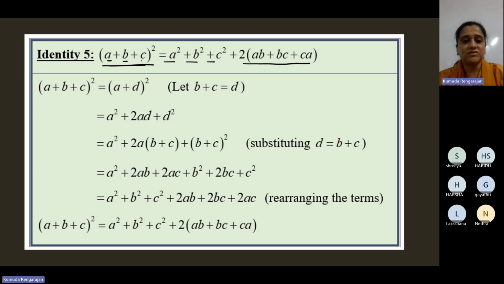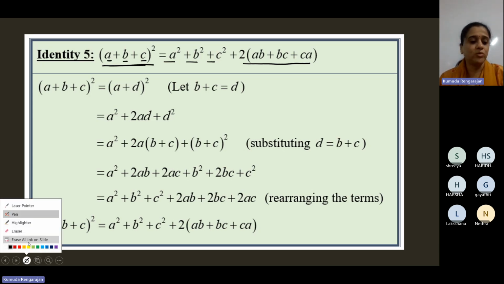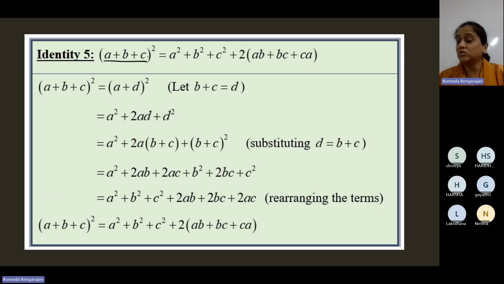A plus b plus c the whole square. So how many terms do we have here? 3 terms. So this is a trinomial. So we say this is square of a trinomial. Trinomial meaning 3 terms. So when you square this trinomial, the result is a squared plus b squared plus c squared plus 2 of ab plus bc plus ca or ac. All right.